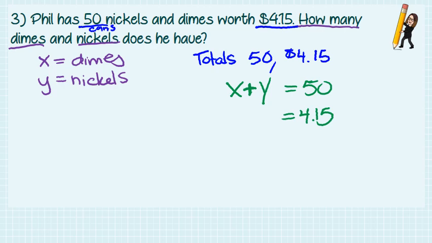Now this next equation, so this is coins, this is money, which means I need money in every piece of my equation. Think of a dime. What is a dime's worth? If I take the number of dimes times 0.10, I'll know how much money I have. If I take the number of nickels times a nickel's worth, then I'll know how much money I have. So when you have money in a total, you need to have money in the rest of the equation.